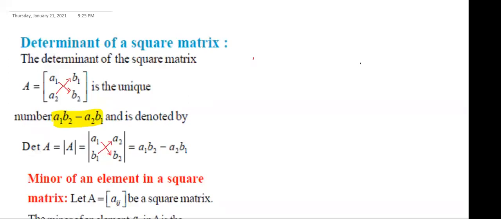And we can say another method also. If the matrix is A, B, C, D, then the determinant of the matrix is AD minus BC. Remember it. A is equal to the matrix with elements A, B, C, D. Then the determinant is AD minus BC.